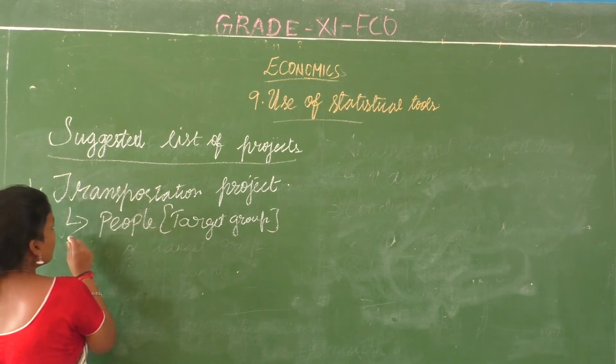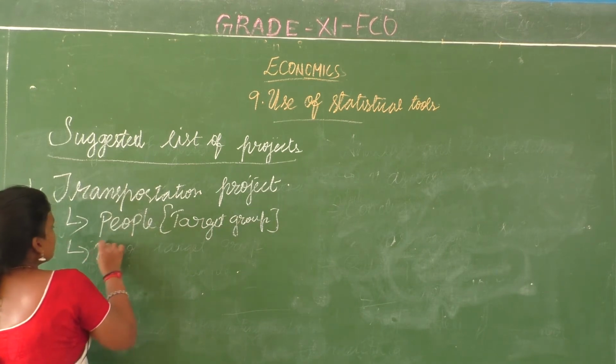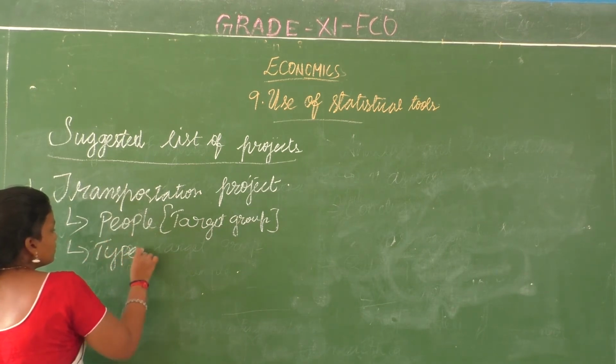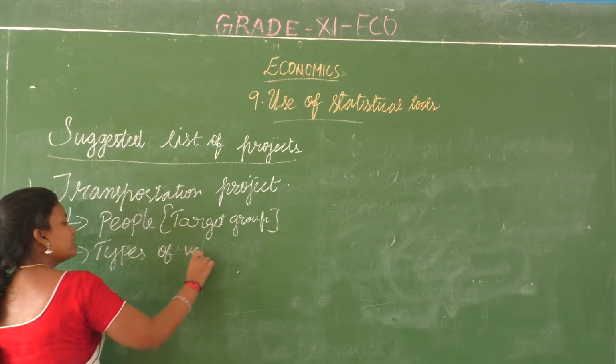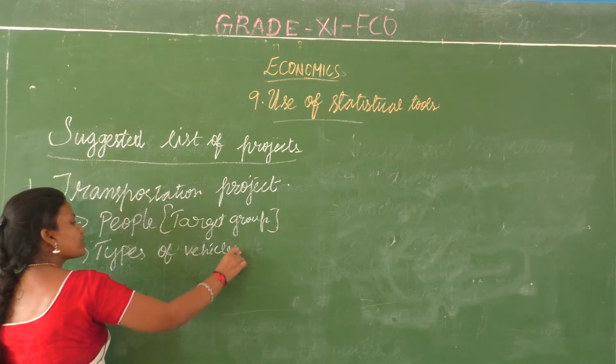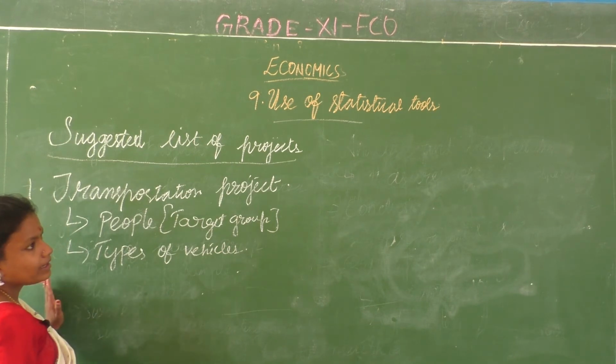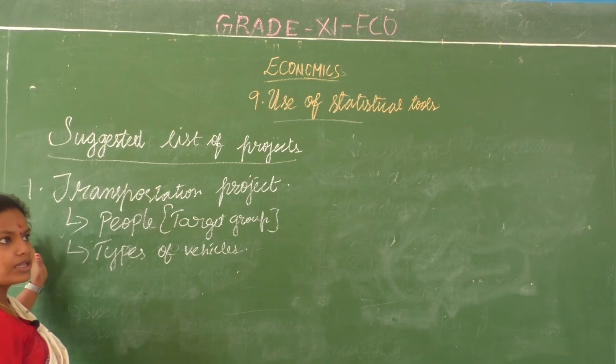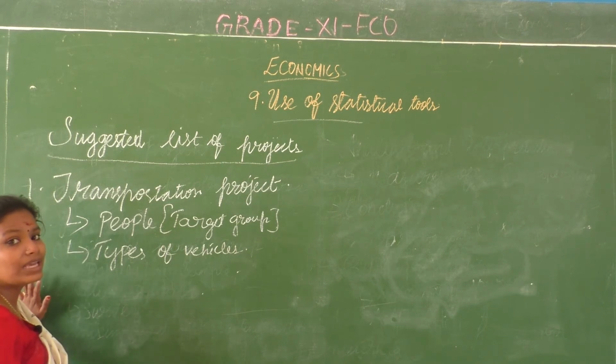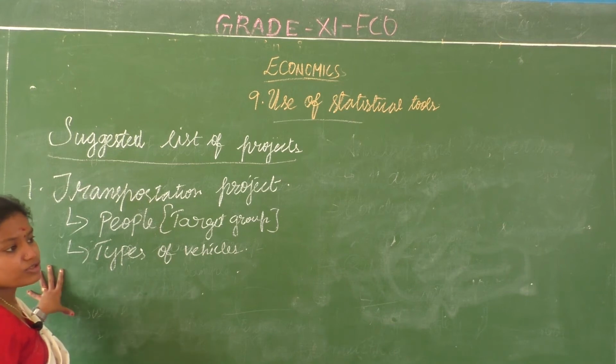Okay, and then types of vehicles available. So if we take two places, from Namakkal to Chennai, what are the possible transportation facilities that we have? Okay, we have train, we have bus, we have flight.